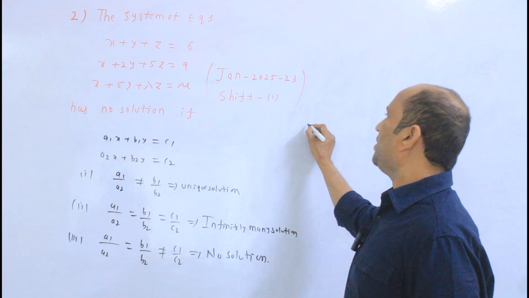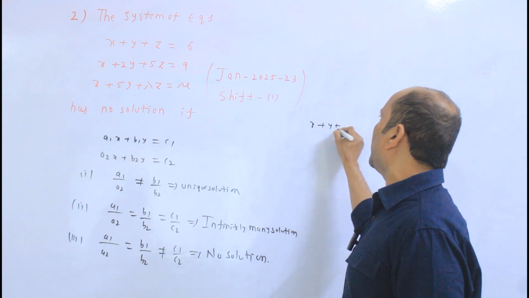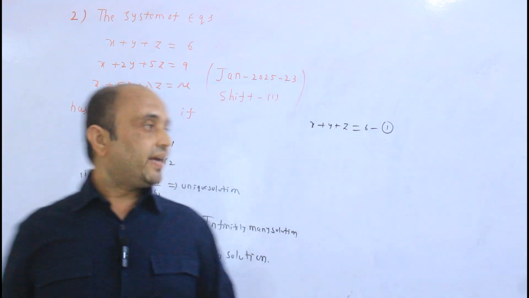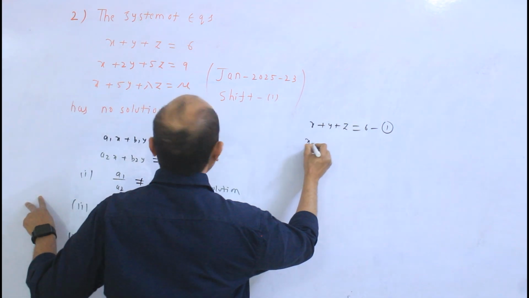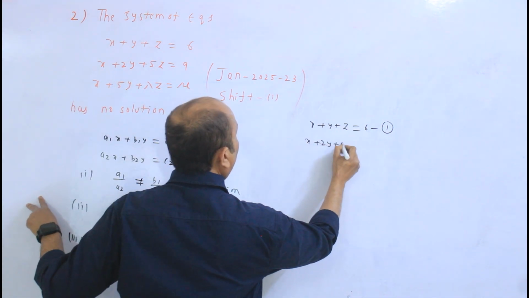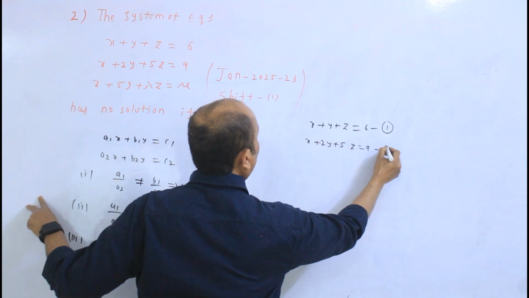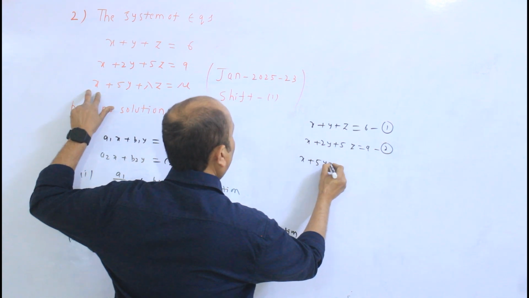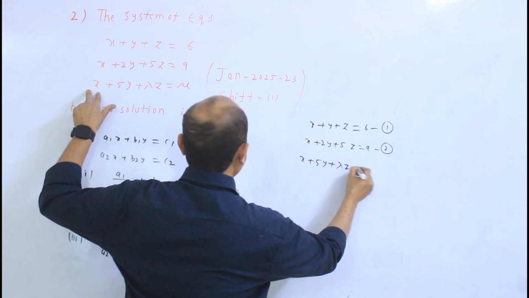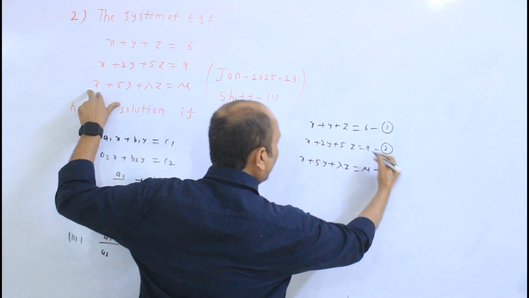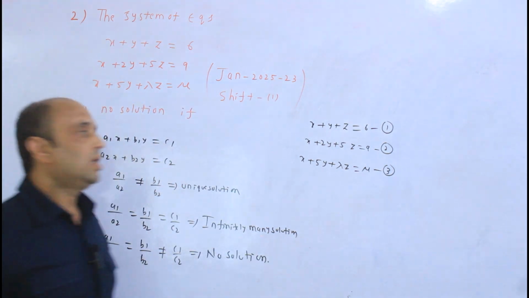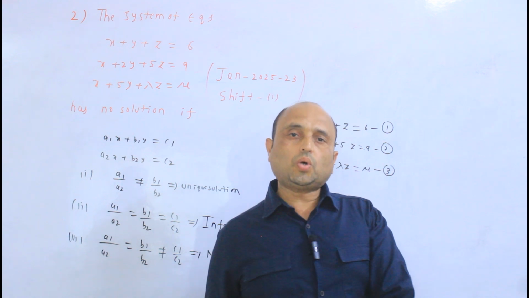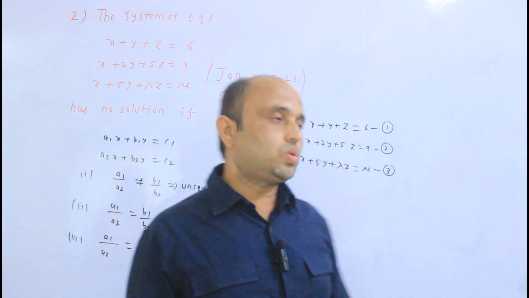So the first equation is x plus y plus z equal to 6. The second equation is x plus 2y plus 5z equal to 9. The third equation is x plus 5y plus lambda z equal to mu. These are the three equations. Now convert these three equations into two variables. So cancel any one variable as you wish.